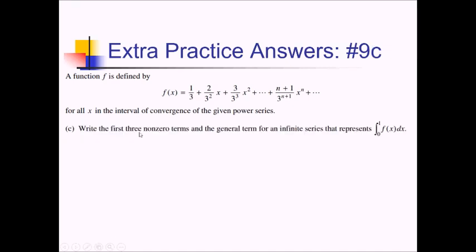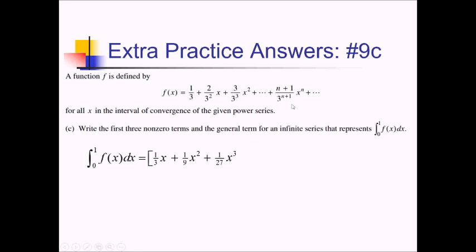For this part, they just want the first 3 non-zero terms and the general term for an infinite series representing the integral from 0 to 1 of f of x dx. So basically, let's just use the fundamental theorem on this function here and take some antiderivatives. So our antiderivative of our first term, 1/3, that's going to be 1/3 x. And then for the next one, this bumps up to x squared. Dividing by 2, we just have 1 over 3 squared times x squared. So 1 over 9 x squared. For this next thing, our exponent bumps up to a 3. Dividing by that, we have 1 over 27 x cubed.